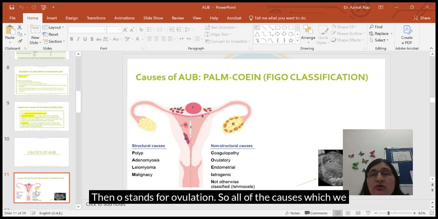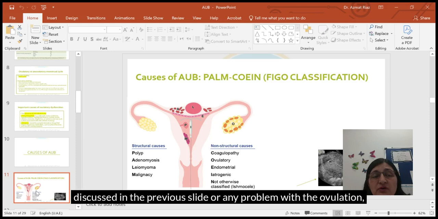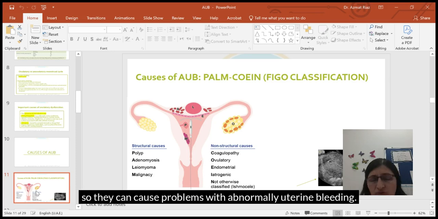Then O stands for ovulation. So all of the causes which we discussed in the previous slide, or any problem with the ovulation, can cause problems with abnormal uterine bleeding.